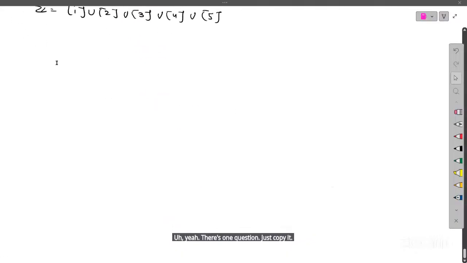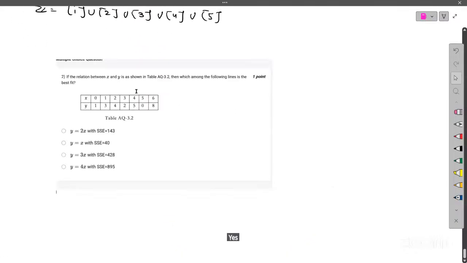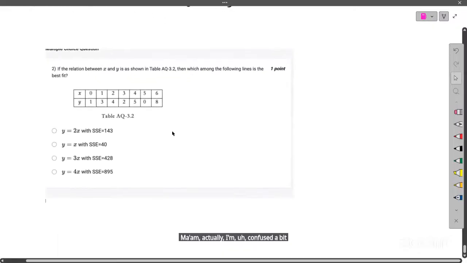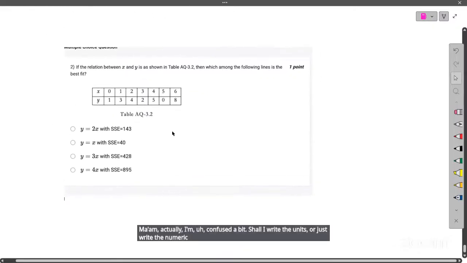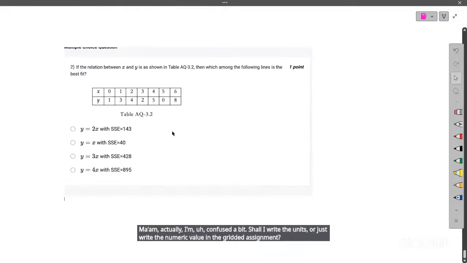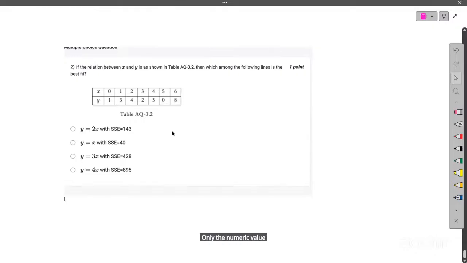Ma'am, actually I'm confused a bit. Shall I write the units or just write the numeric value in the graded assignment? Only the numeric value. Okay, ma'am. Don't write down the units. Yeah.